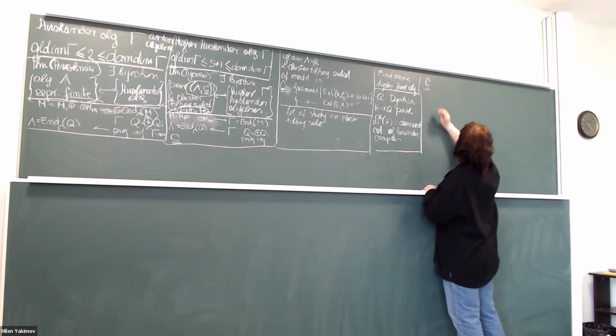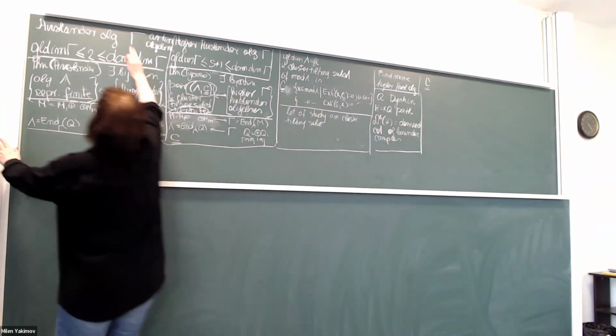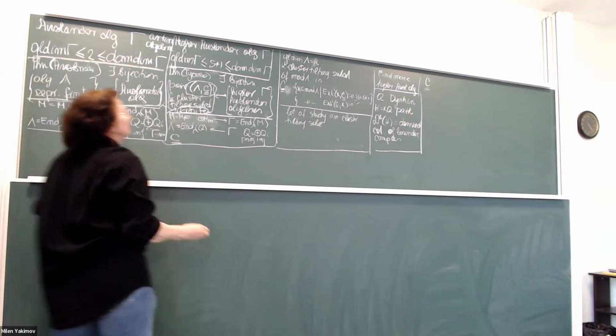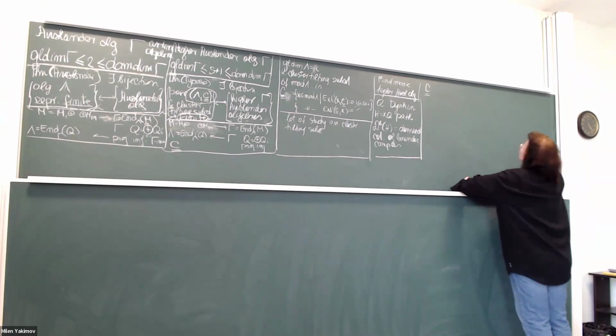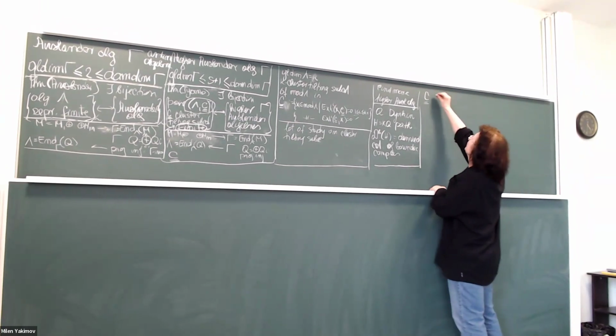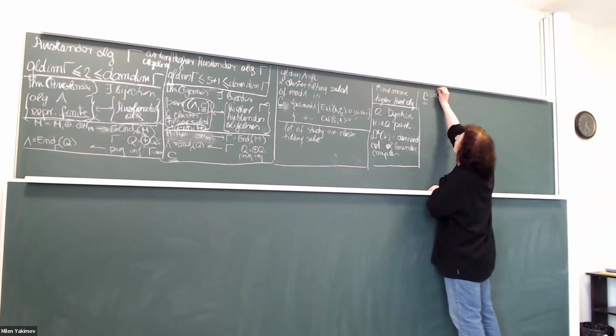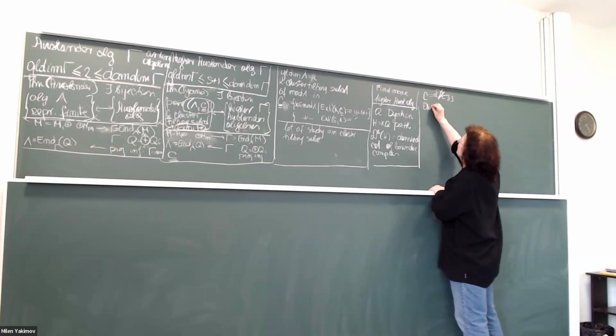So the cluster category is this. Let me just move this slide. Okay, so C is defined to be D^b(H) modulo tau minus 1 shifted by 1. So that was the cluster category.